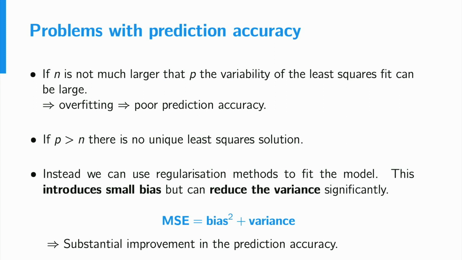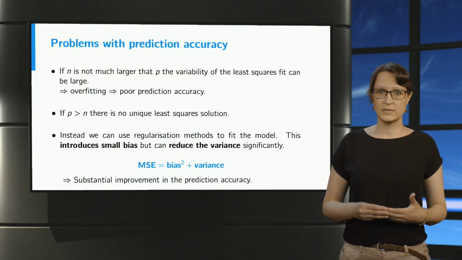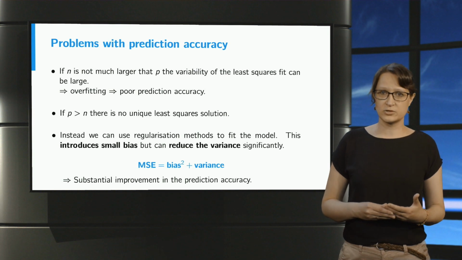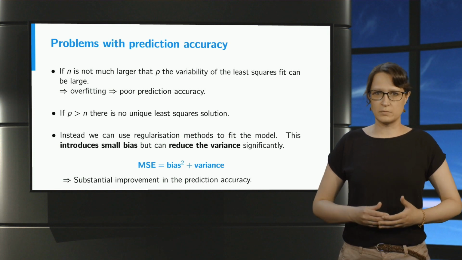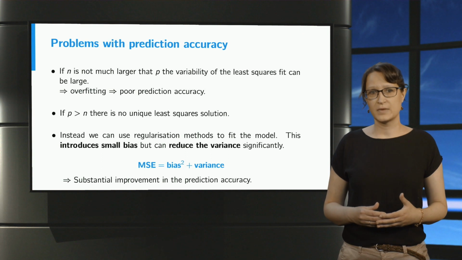It can also be that we have more unknown parameters than data, and in that case, there actually is no unique least squares fit, and we can't use the method at all. We can still use the linear regression model, but we need to use another method to estimate the parameters.